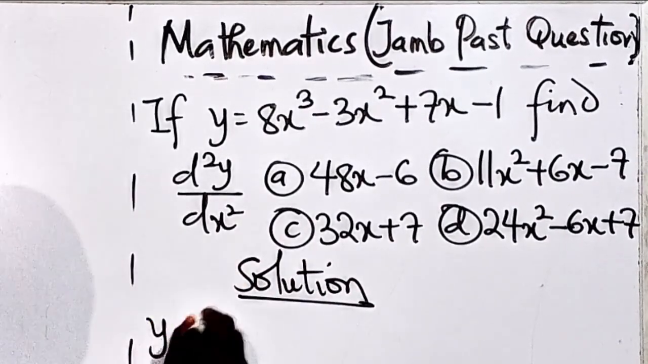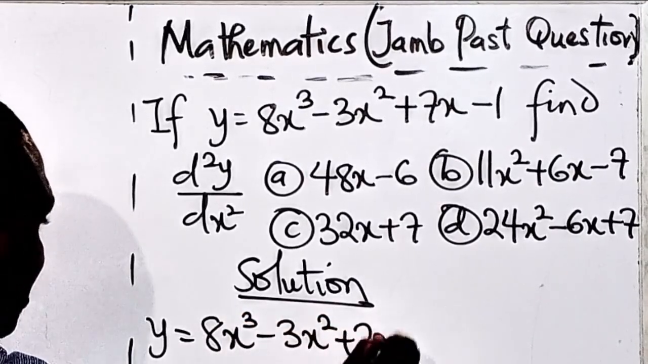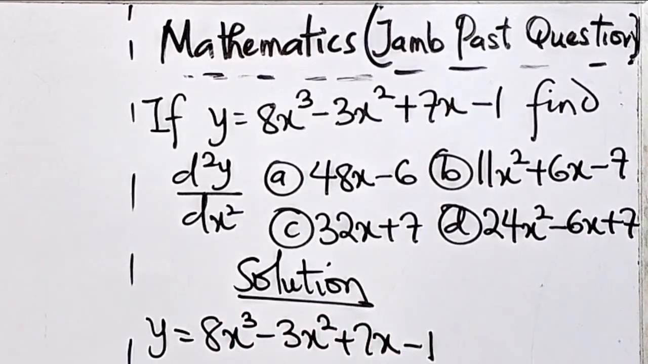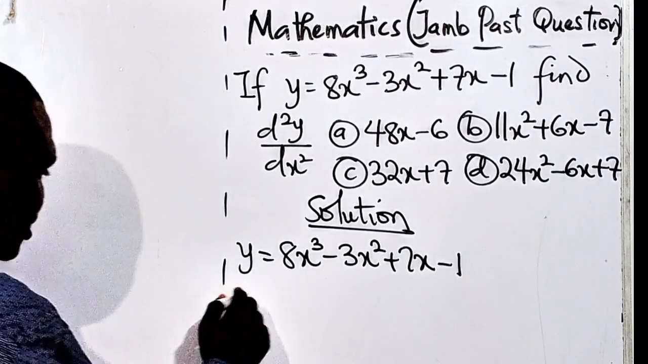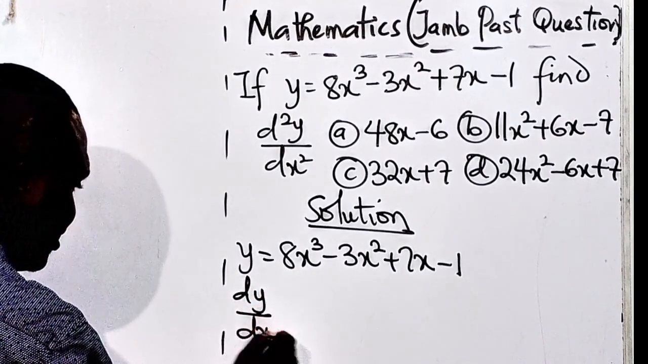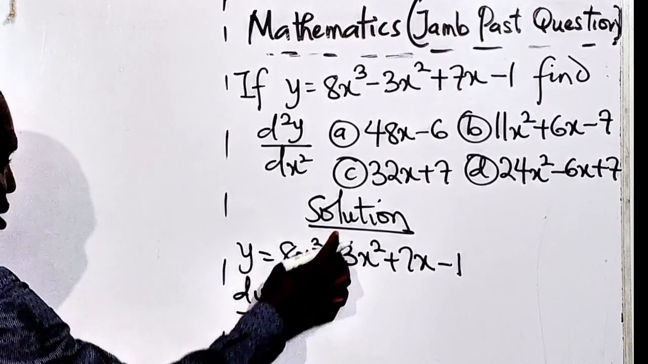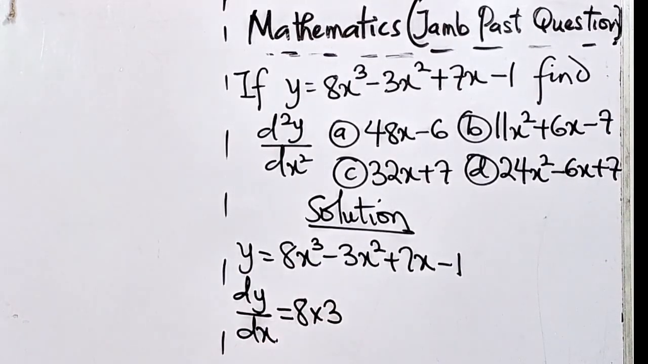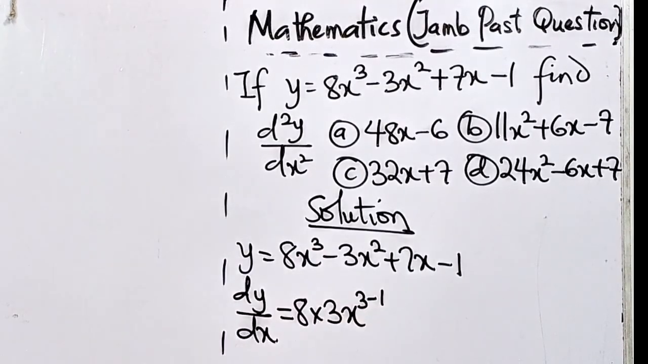Now y equals 8x cubed minus 3x squared plus 7x minus 1. All right, now we are asked to differentiate this twice. So we are going to be looking for dy/dx first and then look for d²y/dx². So from here it's going to be dy/dx, and this is equal to, now this is 8. Highest power of x is 3, so you bring it down. Is that clear? So you write x cubed again, and then you subtract 1. Is that clear? All right.